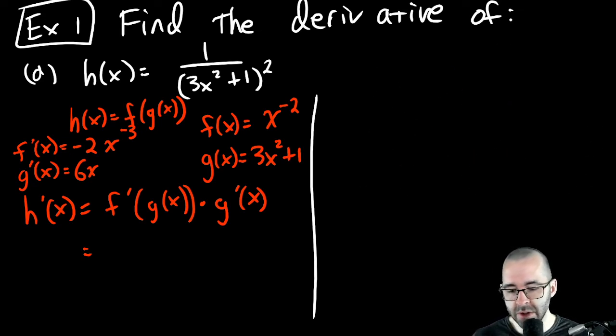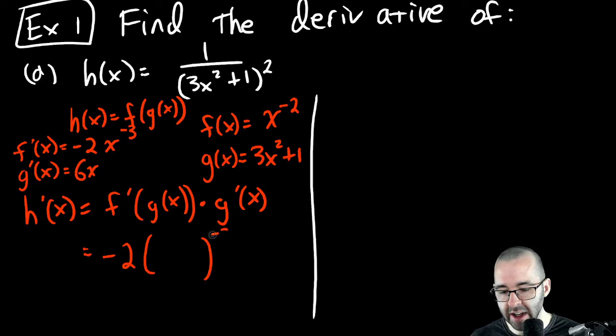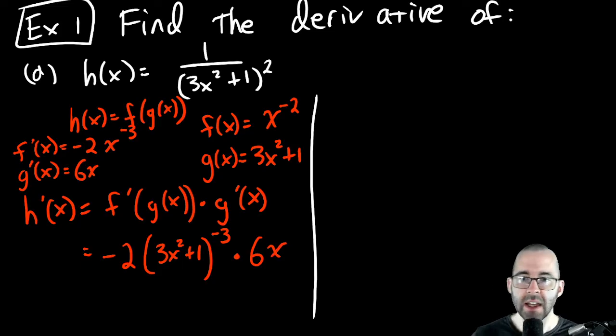All right, then if we do the chain rule, we take the derivative of the outside function, which is negative 2x to the negative third. But we're evaluating it at the inside function. The inside remains unchanged, 3x squared plus 1. And then we multiply by the derivative of the inside, which is 6x. And we'll simplify.